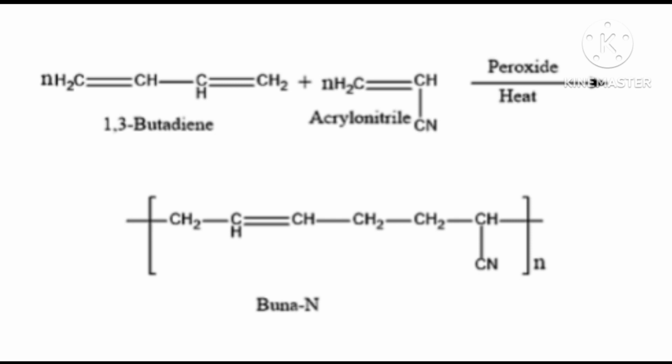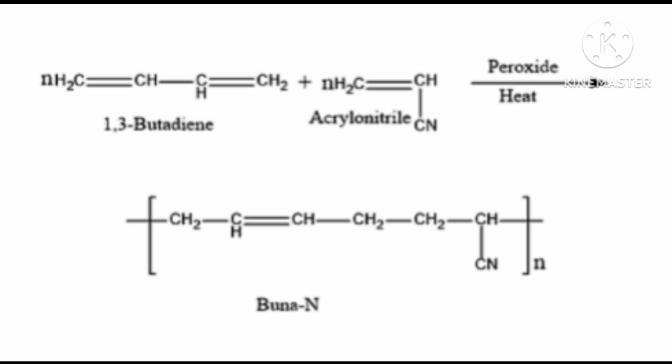It is a butadiene. The only difference is that at carbon number 2, Cl is attached. With isoprene you have seen CH3 attached, but here Cl is attached. When Cl is attached, it is called chloroprene.